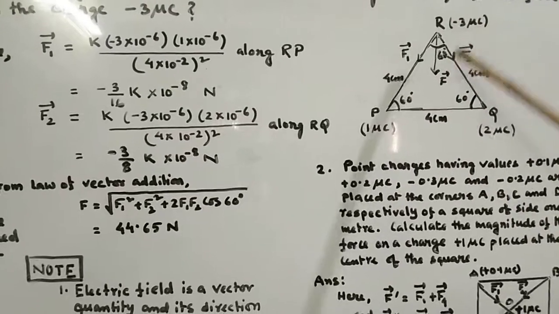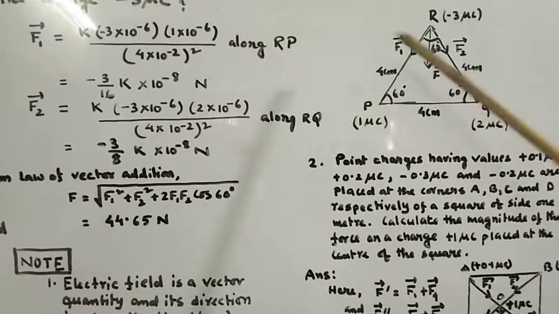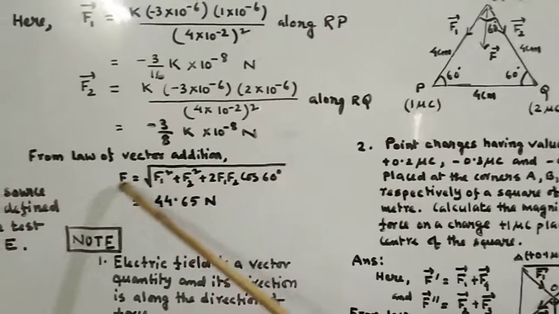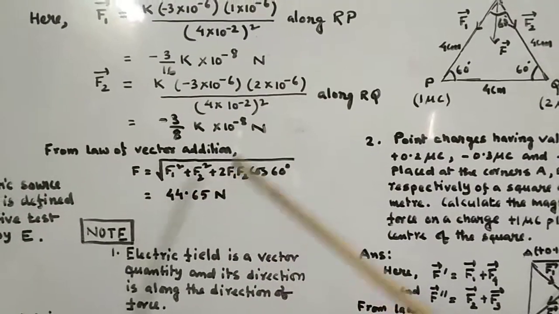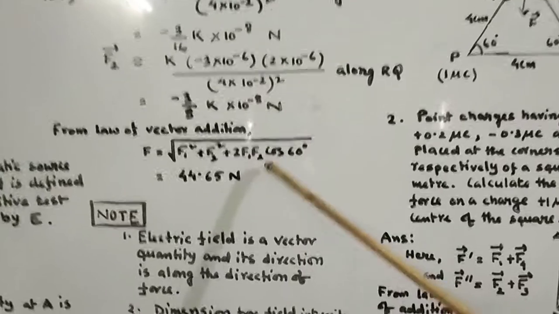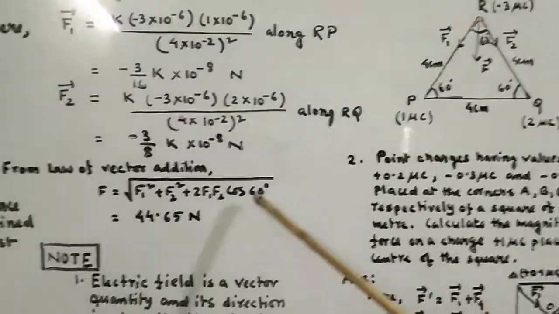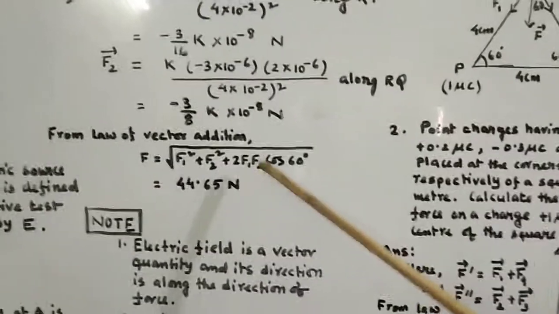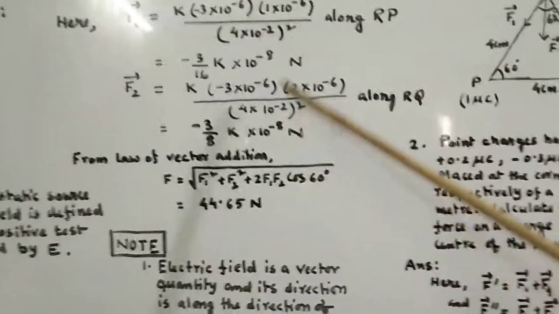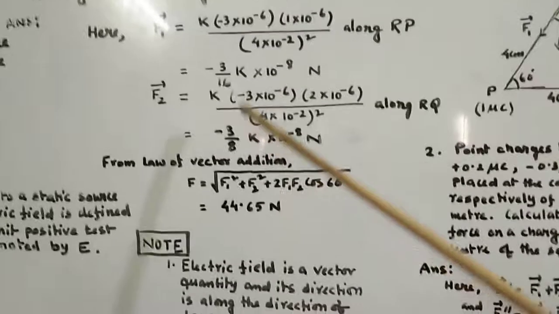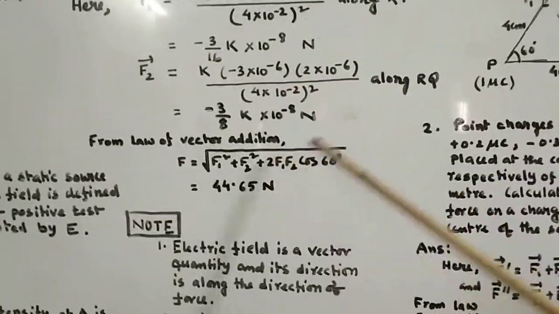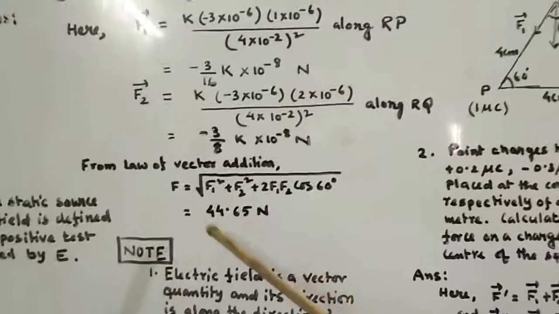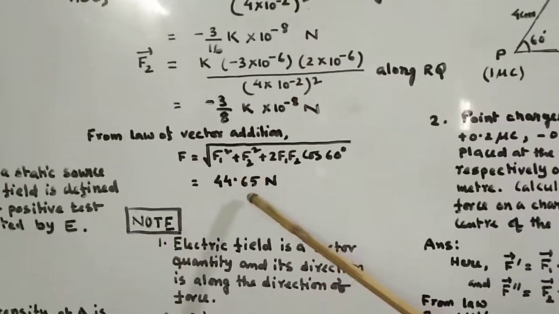If you use the vectorial addition formula, that is the parallelogram law, it comes out to be F equal to root over F1 square plus F2 square plus twice F1 F2 cos of the angle between F1 vector and F2 vector, that is nothing but 60 degrees. So this simplified part I am leaving on you. You just substitute this value and try to simplify by considering the magnitudes F1, F2, and try to find out the value, and the value comes out to be approximately 44.65 Newton.